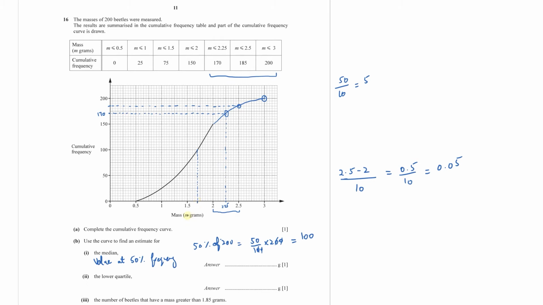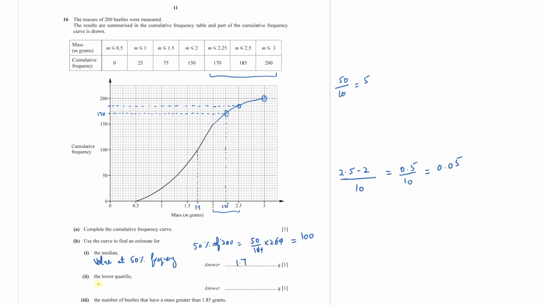So this is the point. So let's count. So 1.5, and each small box represents a value of 0.05. So 1.55, 1.6, 1.65, and then 1.7. So this is 1.7. So your median value is 1.7 gram.